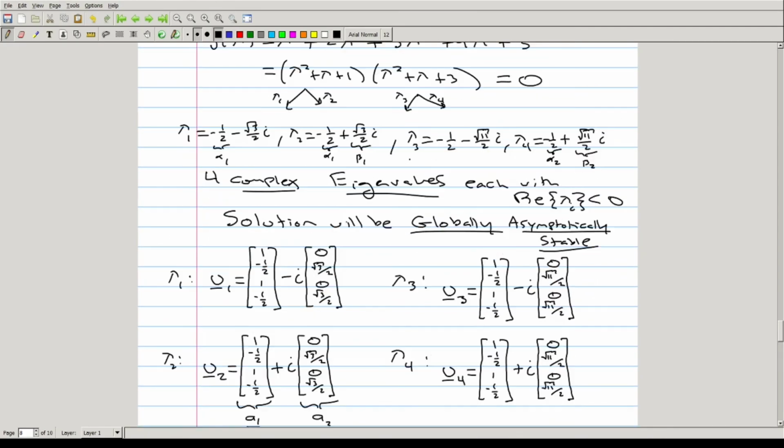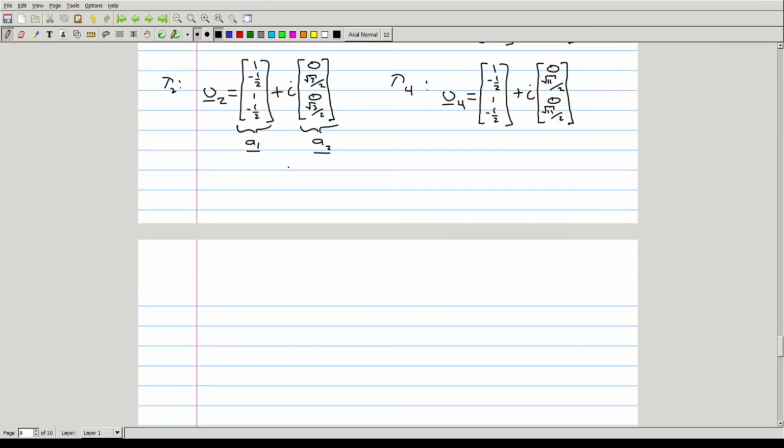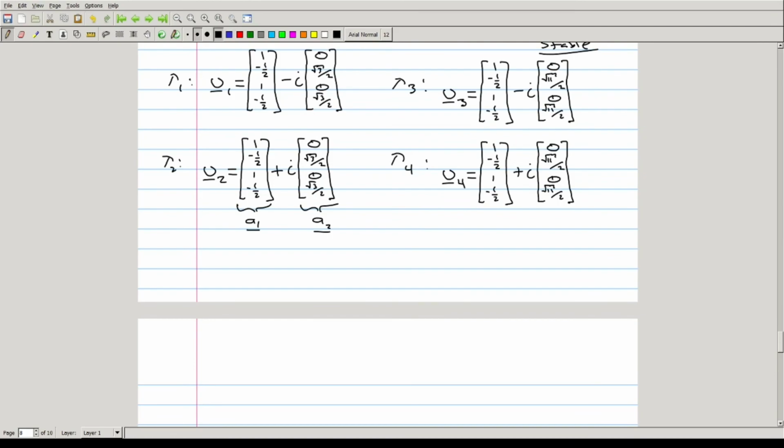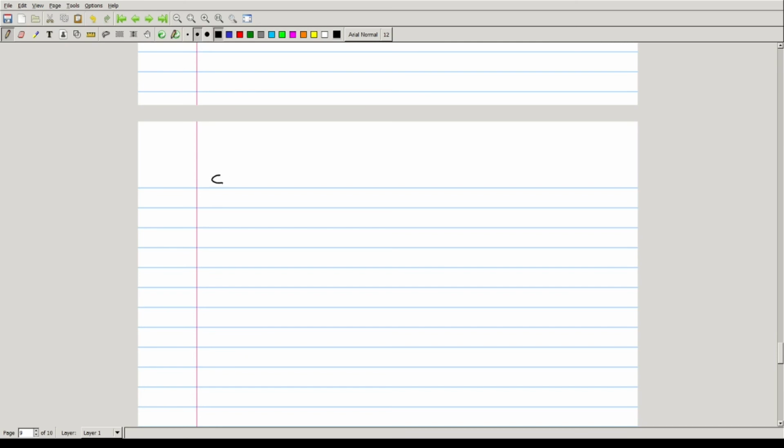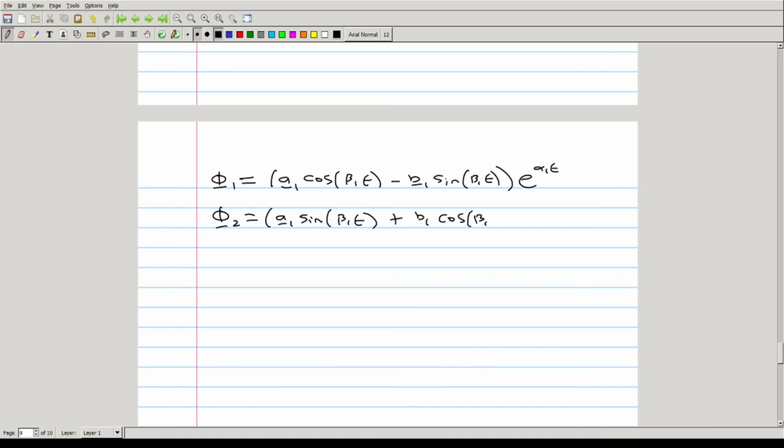And so when you want to get the actual real solution for this system right here, you have to construct 4 real linearly independent solutions for your fundamental solutions matrix, in the exact same manner as we did before for 2x2 systems. You'll get that phi1 is A1 cosine of beta 1 times t minus b1 sine of beta 1 times t, times e to the alpha 1 t. Phi2 ends up being A1 sine of beta 1 times t plus b1 cosine of beta 1 times t, e to the alpha 1 times t.